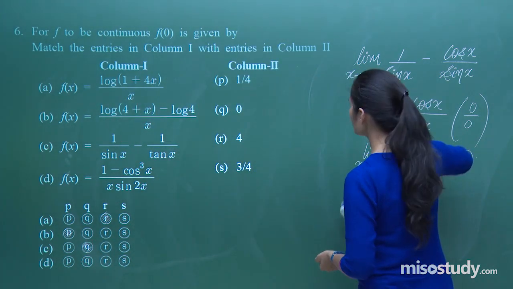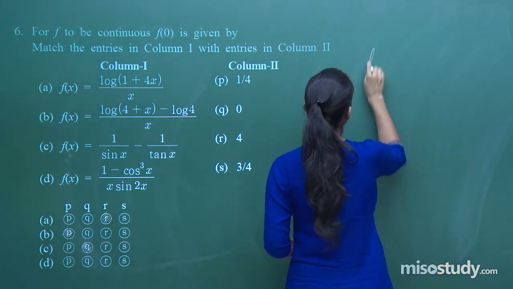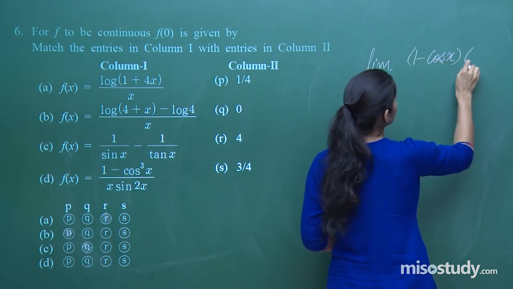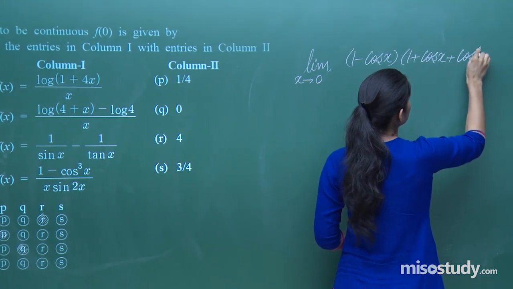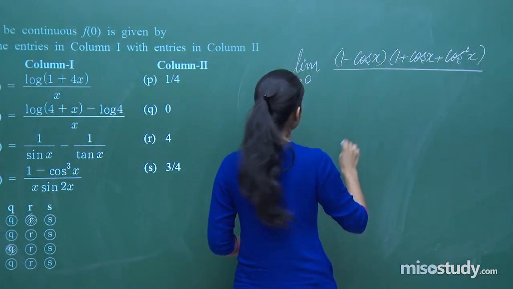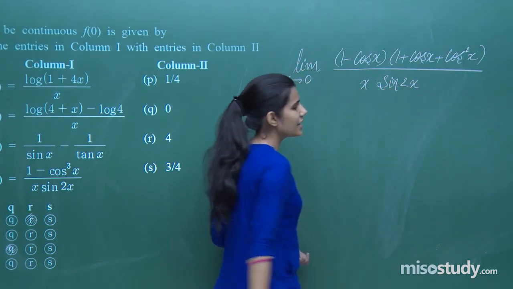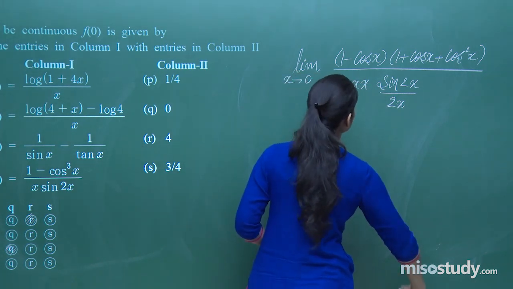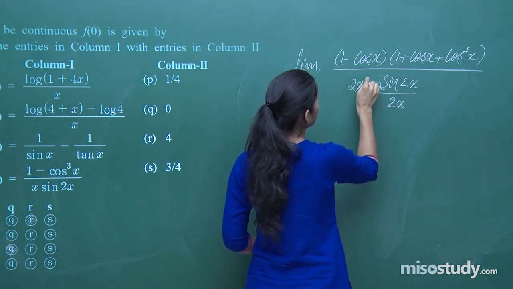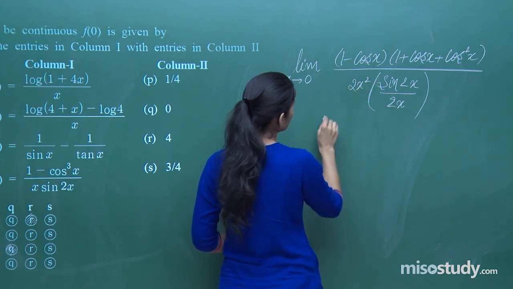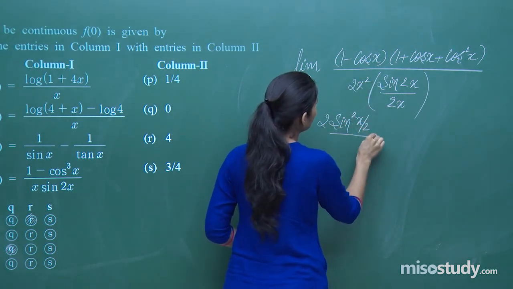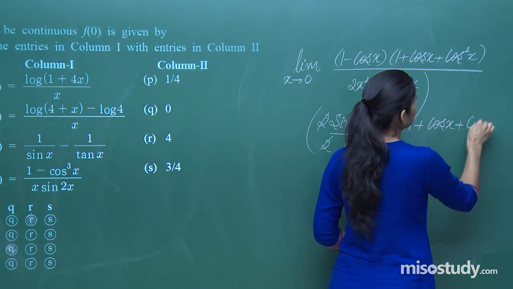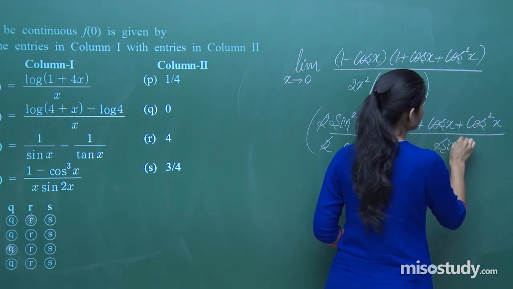Then you have the last one, 1 minus cos cube x upon x into sin 2x. Let's see. 1 minus cos cube x, a cube minus b cube. 1 minus cos x, 1 plus cos x plus cos square x whole upon x into sin 2x. Now I know sin 2x by 2x is 1 as x approaches 0. So I want 2x over here, so I will be multiplying also by 2x. This is going to become 2x square. Right? So now you have 1 minus cos x, that is 2 sin square x by 2 whole upon 2x square. This gets cancelled out. Then you have 1 plus cos x plus cos square x whole upon sin 2x by 2x.